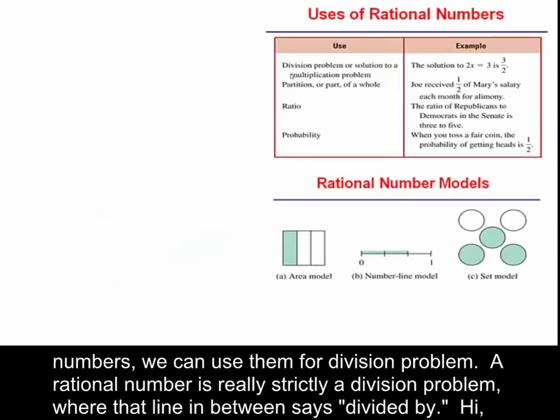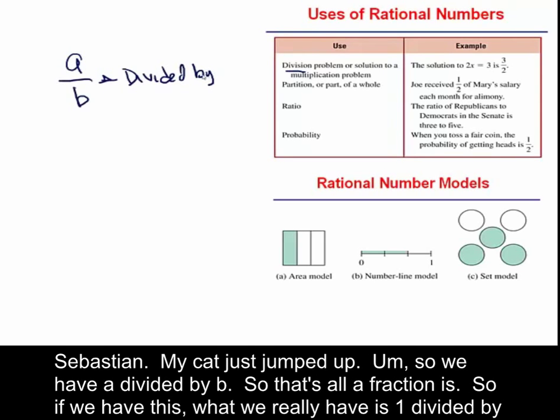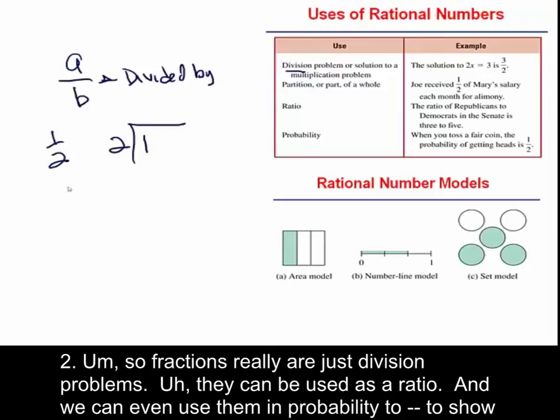Uses of rational numbers, we can use them for division problems. A rational number is really strictly a division problem, where that line in between says divided by. Hi, Sebastian. My cat just jumped up. So we have A divided by B. That's all a fraction is. So if we have this, what we really have is 1 divided by 2. So fractions really are just division problems.